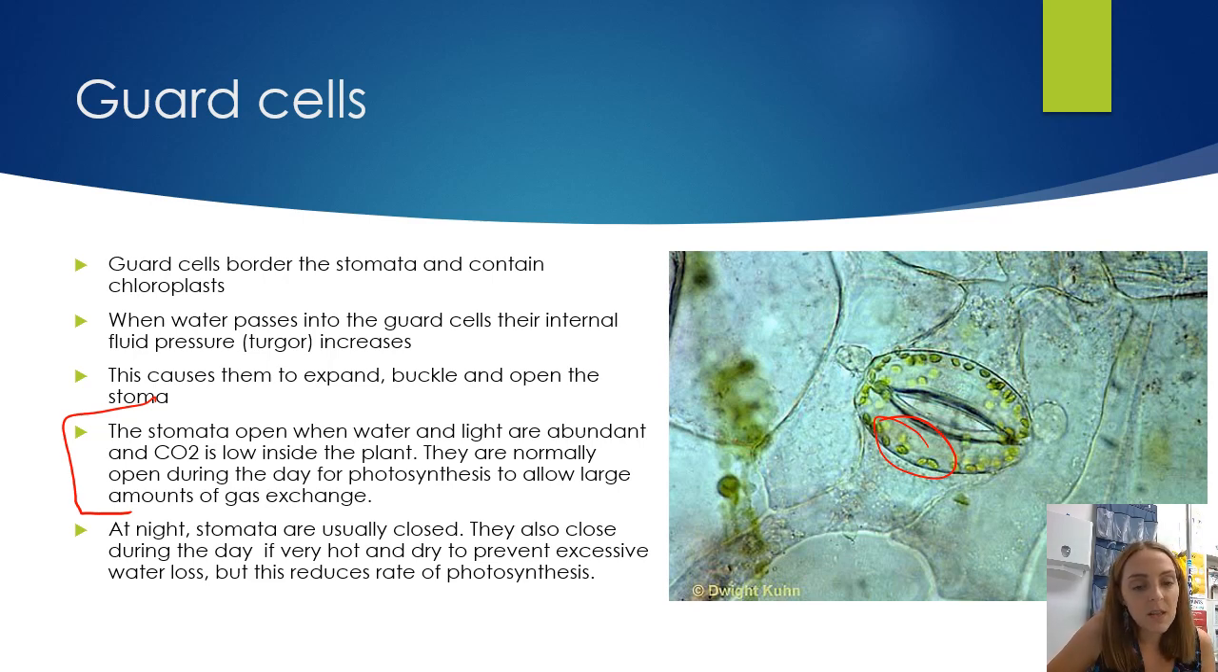So typically the stomata are open during the day because that's when we have light available, and we know that when light and CO2 are available, the plant is able to do the light dependent reaction. Now at night, the stomata usually close because there's no light available. So the plant isn't going to go to effort to open the stomata and let carbon dioxide in if there's no light available and they can't do the light dependent reaction anyway. And that allows them to prevent excessive water loss, but that means that the rate of photosynthesis is lower at night.